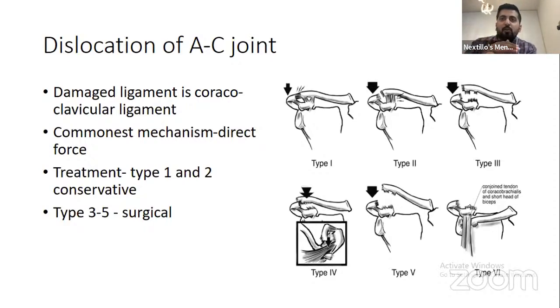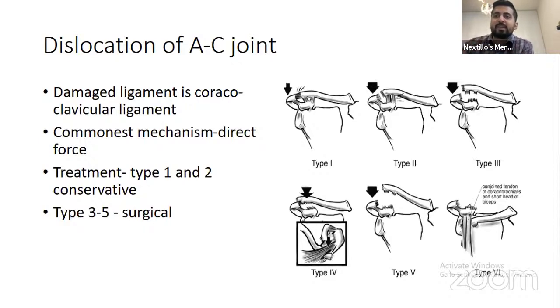Now, the coracoclavicular ligament has 2 parts. Again, once please open the anatomy book and have a look. And if the coracoclavicular ligament is injured, then there will be subluxation or dislocation of the lateral end of the clavicle from the acromioclavicular joint above.